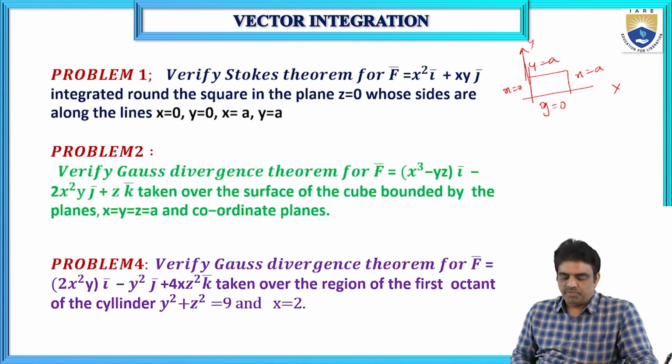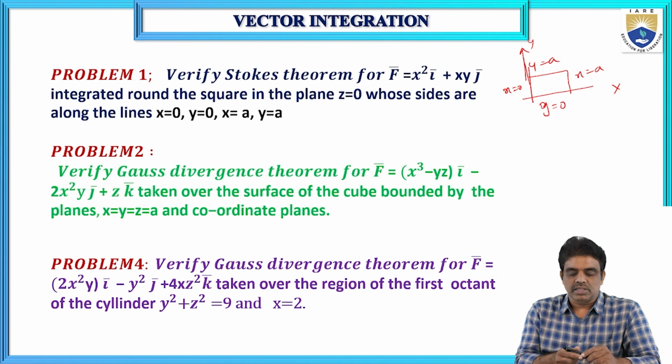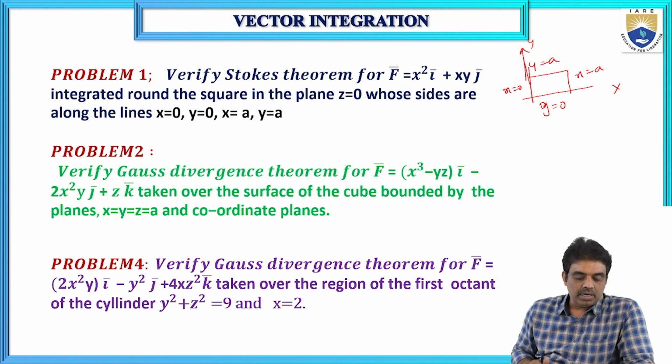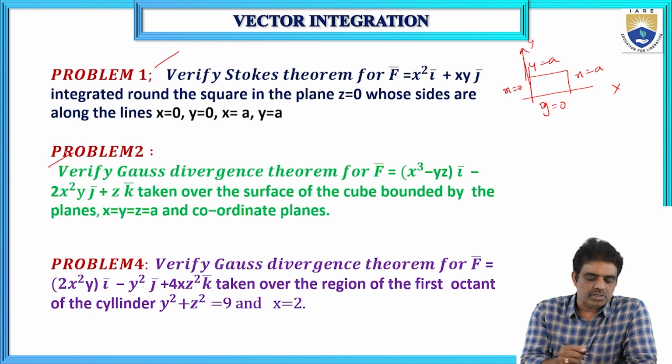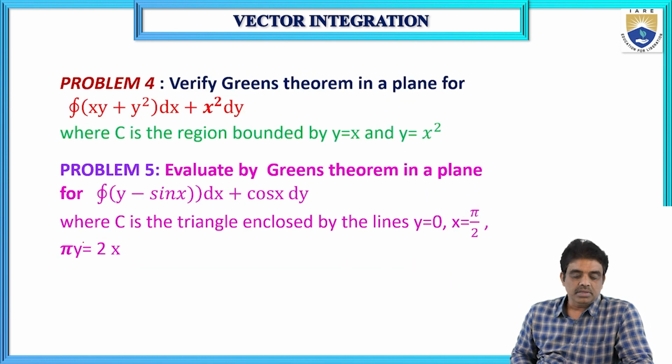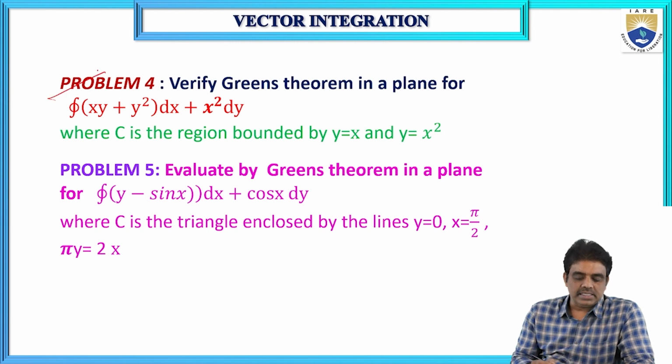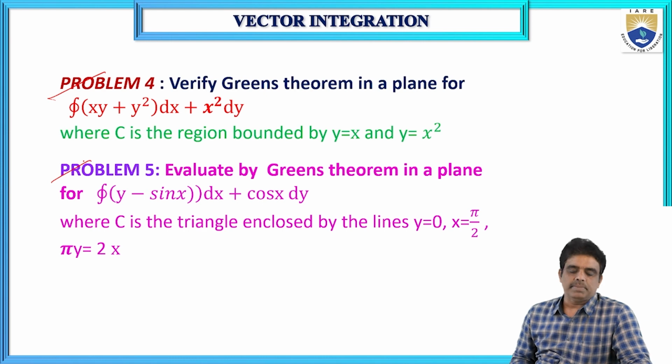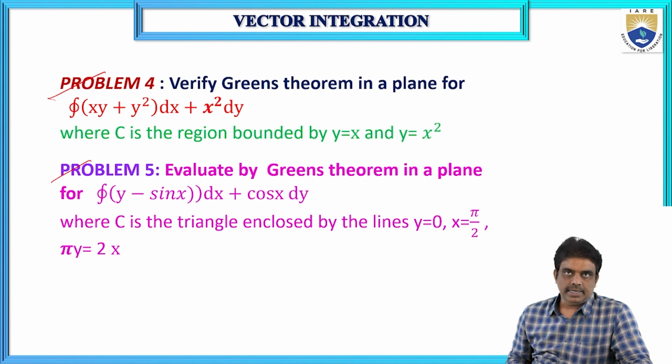Verify Stokes theorem for the function f bar. The first problem is the Stokes theorem verification problem. The second problem is Gauss divergence. The third problem is again the Gauss divergence theorem. The fourth problem is Green's theorem. And the fifth problem is evaluated by Green's theorem in a plane. Right, so in this session we will solve some problems on these 5 problems.